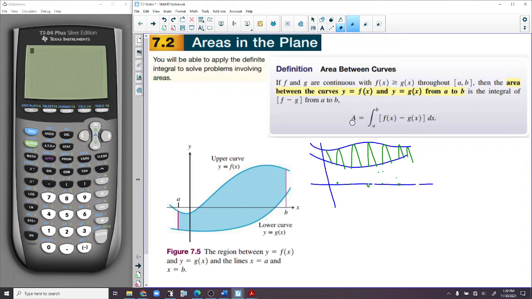Find the integral of the top curve minus the bottom curve, and you'll have the area, what's left is between the two curves. Any questions on that?